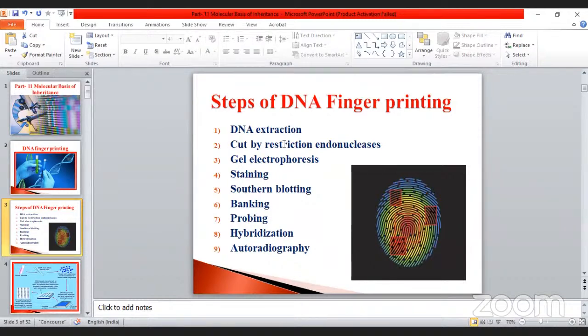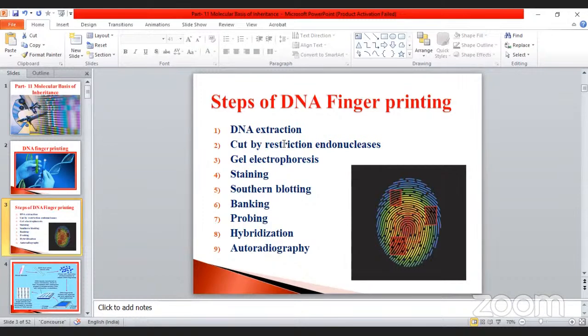Collection of samples. The sample may be plant or animal tissues or blood samples or whatever it may be, which contains the DNA molecule. Every living organism is made up of cells, and within the cells there is a nucleus, and inside the nucleus there is a DNA molecule. So collection of sample is the first step. After that, you also have to do DNA extraction from the particular cell.